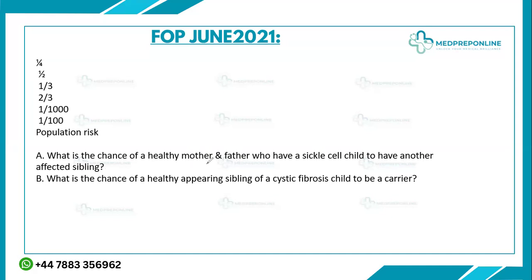What is the chance of a healthy mother and father? That means they could be carriers who have a sickle cell child. So an already affected child is there, and they have another affected sibling. So they are talking about affected. Okay, so what will be the answer over here? What do you think?